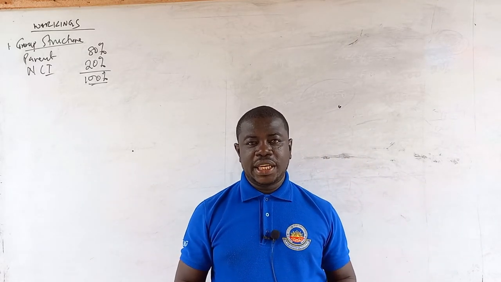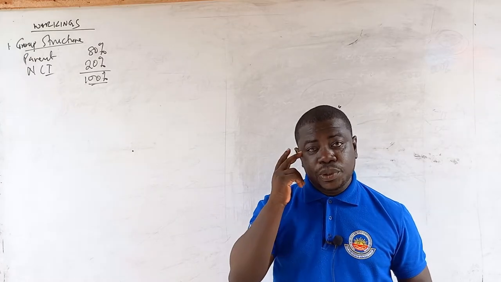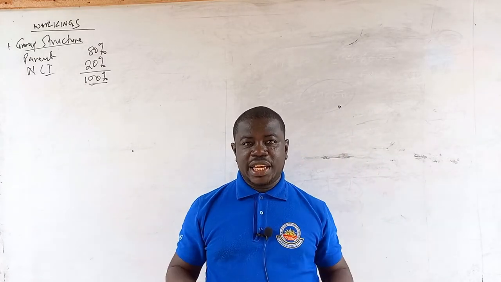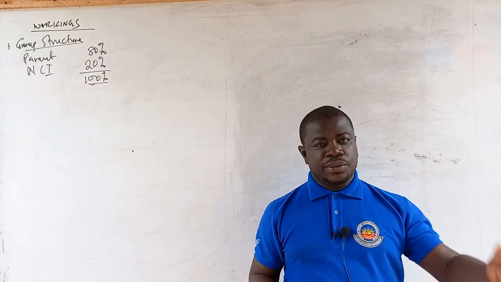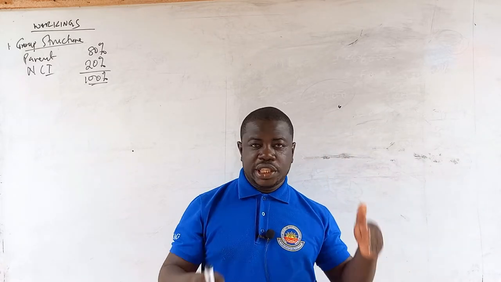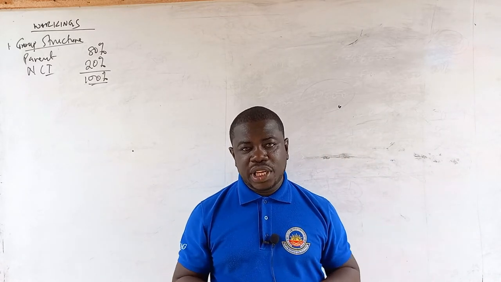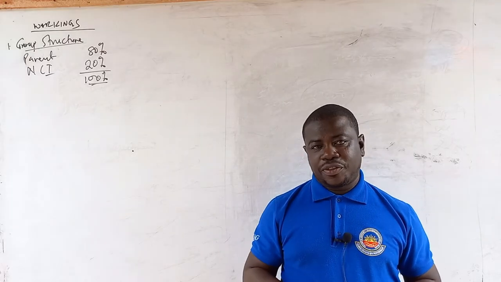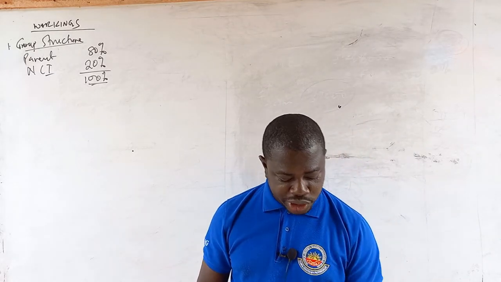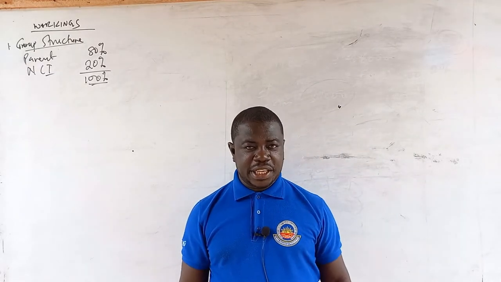But I told you that that is not the only yardstick to look at the post-acquisition profit. We are going to do the net asset list of the subsidiary at acquisition date and at the reporting date in order to estimate the post-acquisition addition to the profit. Then we'll see how to apportion that. So that is how to analyze the first additional information.